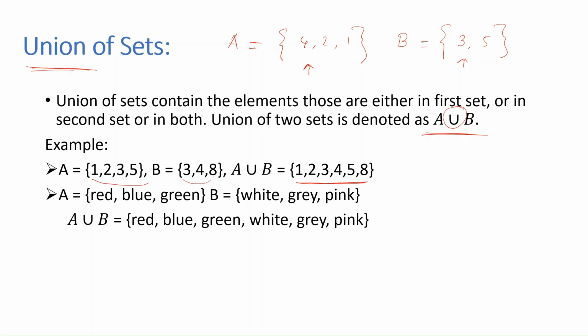Here, the first set A has red, blue, and green, and the second set B has white, gray, and pink. So, what will be A union B? All the elements of these two sets. So, that will be red, blue, green, white, gray, and pink. So, this is the A union B that denotes it.